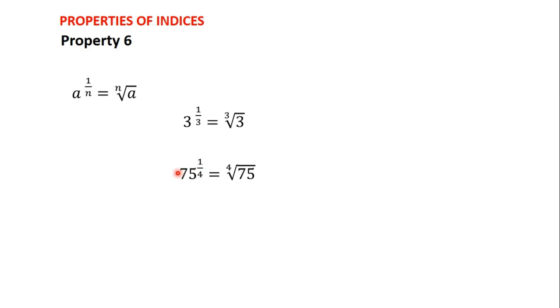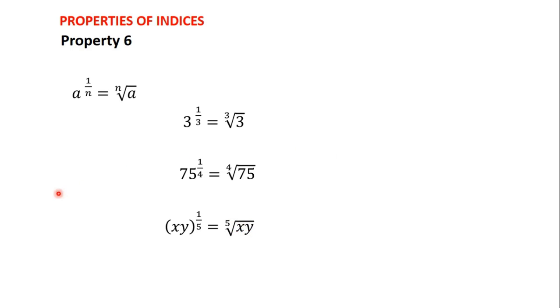In the same way, if you see 75 exponent 1 over 4, it can also be written as the fourth root of 75. If you have xy exponent 1 over 5, it means the fifth root of xy. And this is how you write it. You write 5 as a small number, you write the square root sign, then you write xy.